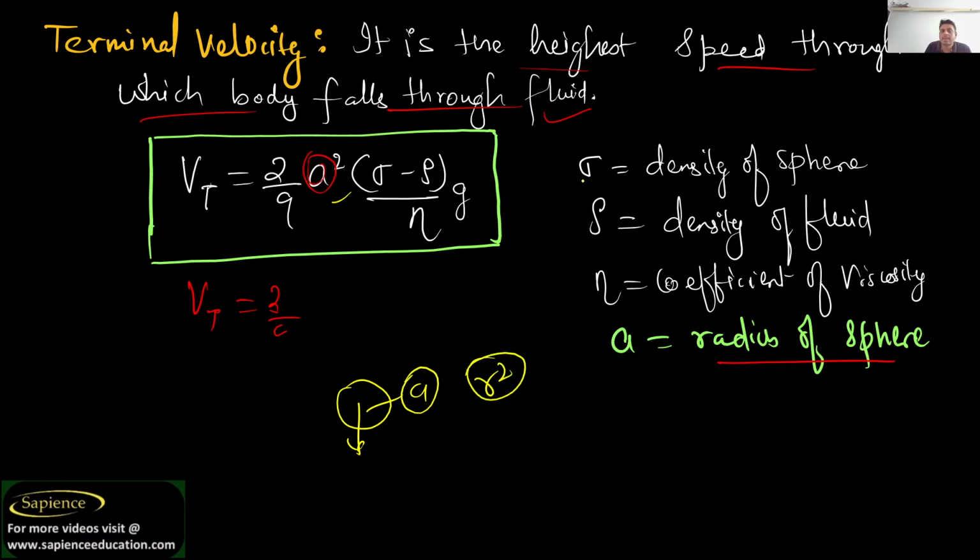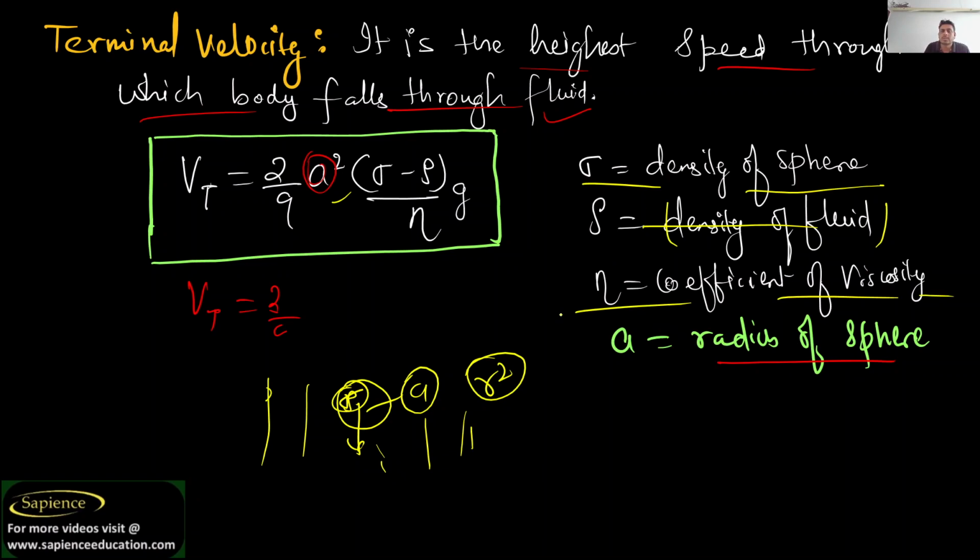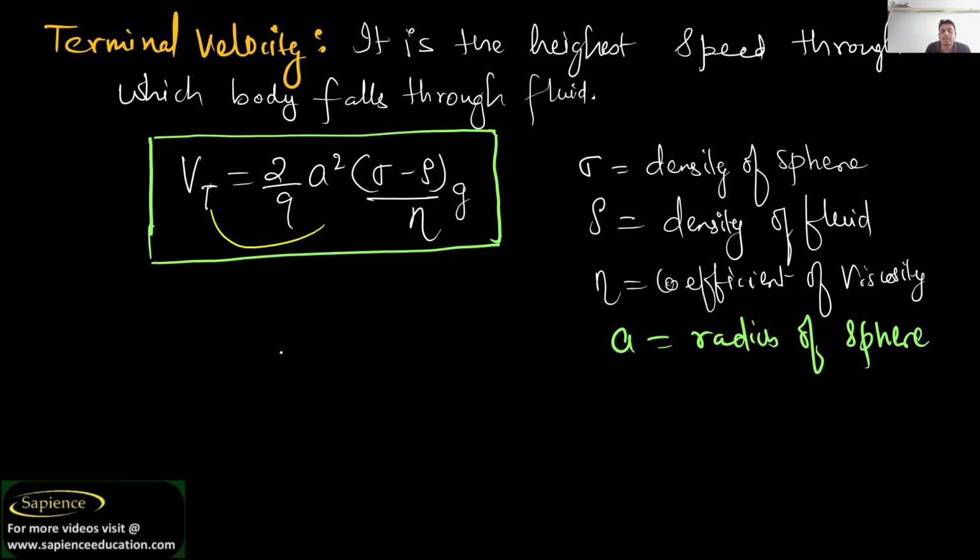And there is sigma minus rho. Sigma is the density of the sphere, and rho is the density of the fluid in which it is moving, and n is the coefficient of viscosity. By using this relation you will get one of the important relations, the terminal velocity relation. So if you want to find terminal velocity, use this equation. I hope you have understood now. So this is all about terminal velocity.